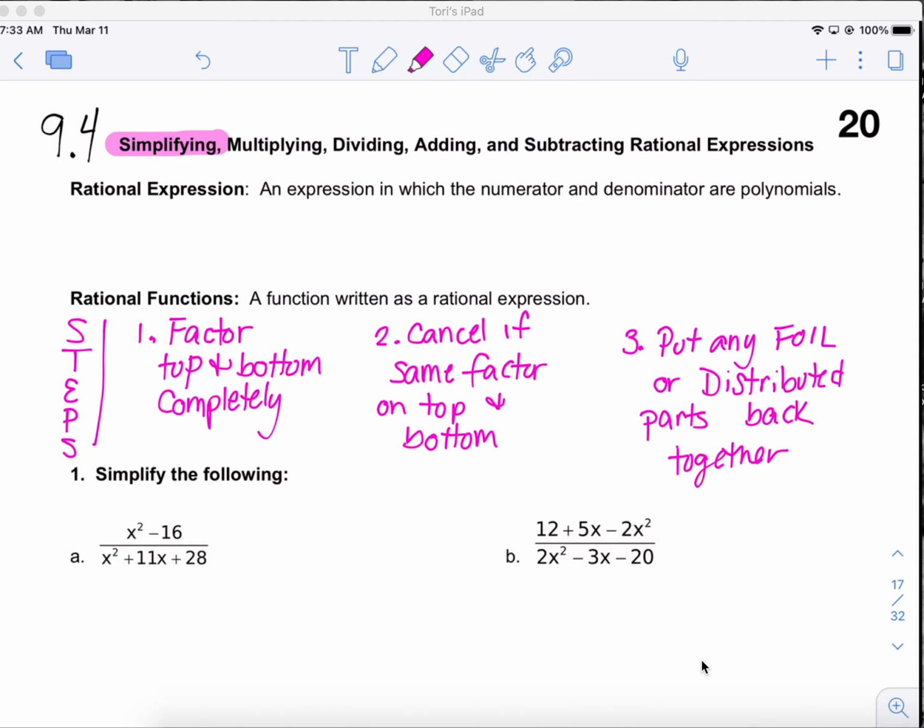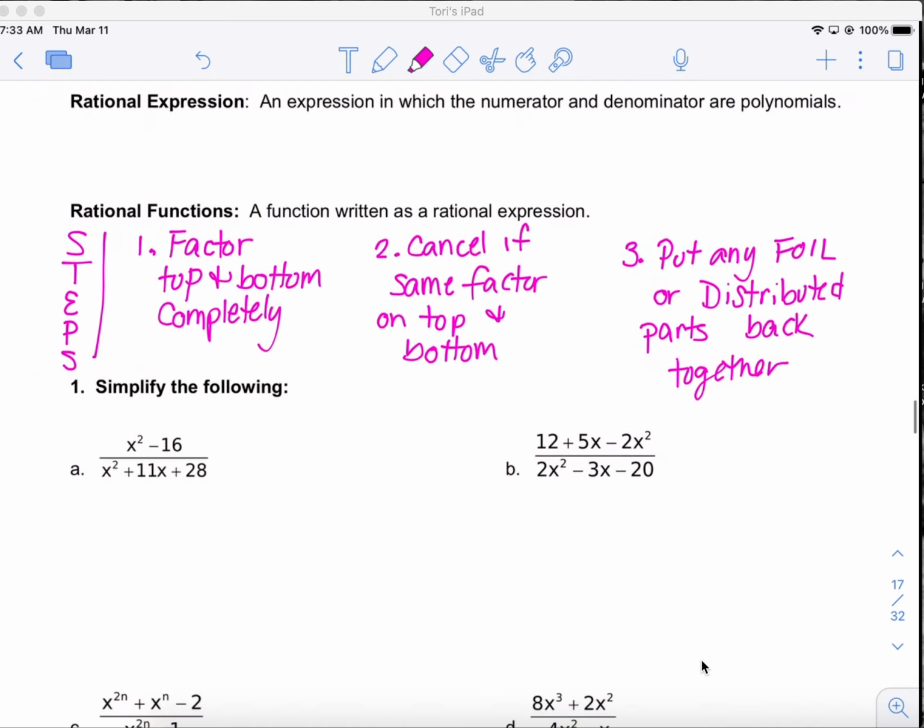A rational expression is anything where the numerator and the denominator are both polynomials. So something with like an x squared minus 16, something with a 2x minus 1, anything like that where you have a polynomial on top and bottom. Okay? A rational function isn't on this page. That means it's a function written as a rational expression. That would be something I'm asking you to graph or something I'm asking you to solve. Okay? All right, so let's scroll down just a little bit.